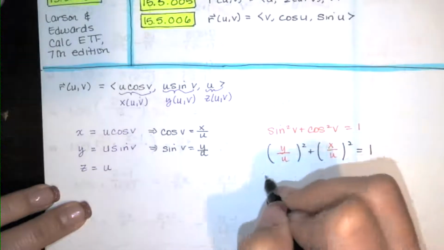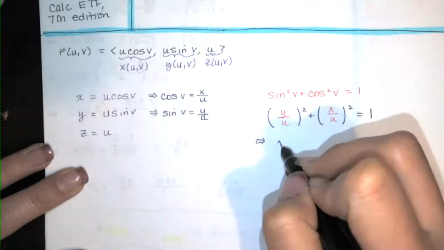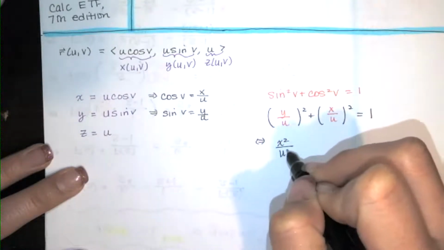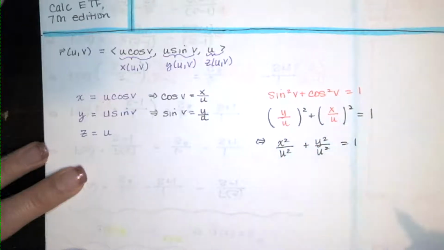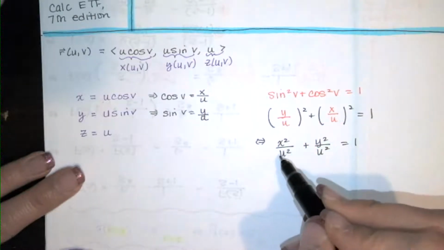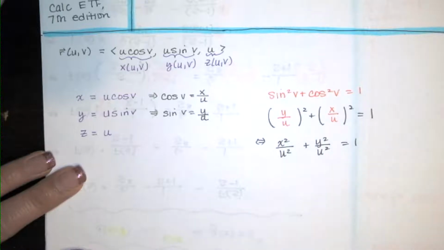And if we simplify, and I will write that in the reverse order because we're used to having x come first, we have x squared over u squared plus y squared over u squared equals 1, just squaring that numerator and denominator. And then in order to make this look even simpler, I might multiply both sides by u squared.